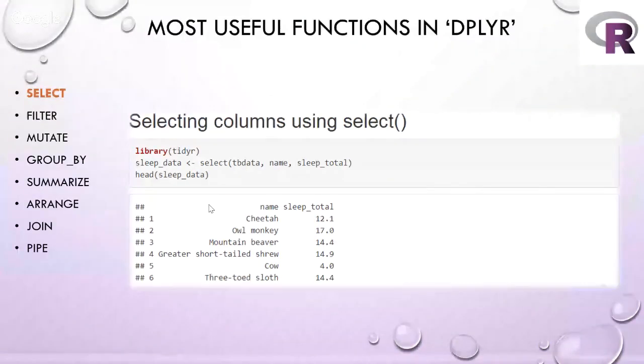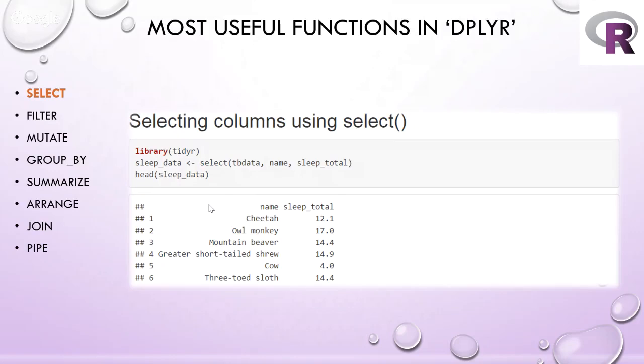So we are starting with the dplyr package firstly. Some of the most used functions in dplyr are select, filter, mutate, group by, summarize, arrange, join, and find. So we'll go through these one by one.